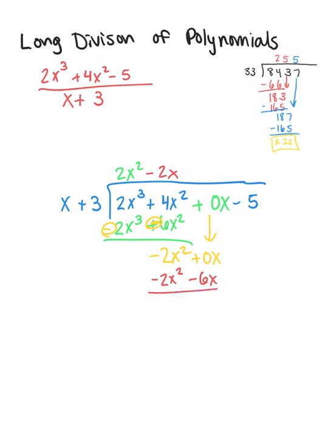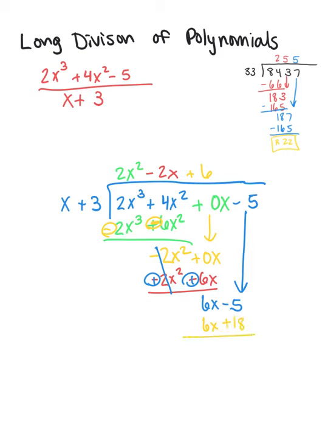We're still going to change all of my signs. So negative 2x squared plus 2x squared, those go away. 0 plus 6 is 6x. Bring down the minus 5. What do we multiply to x to get 6x? We're going to multiply 6. 6 times x is 6x. 6 times 3 is 18.